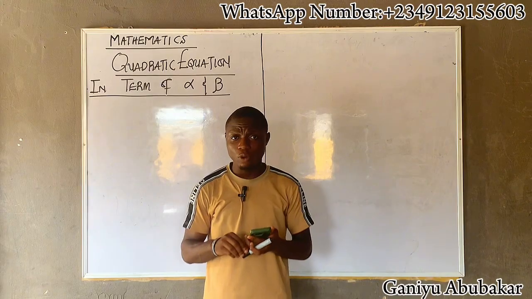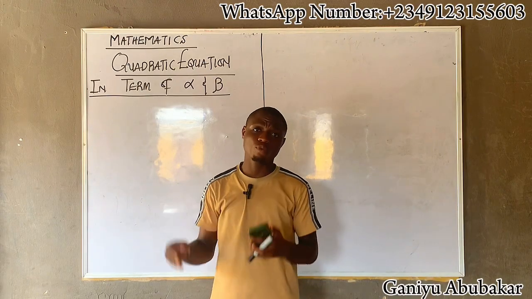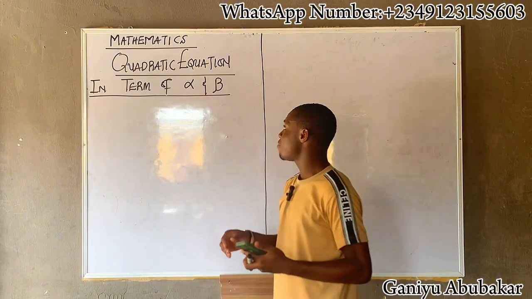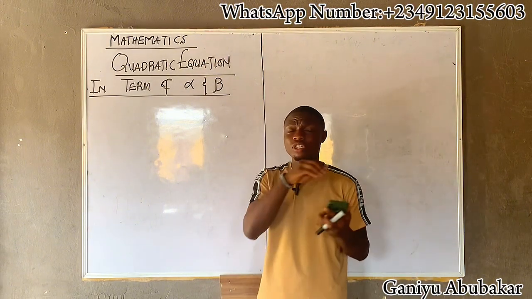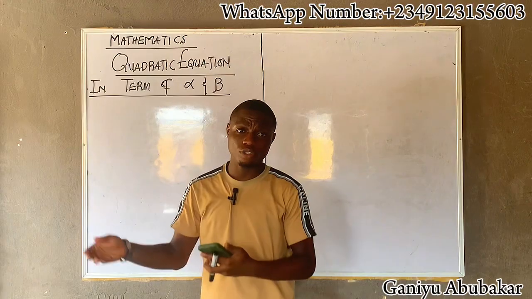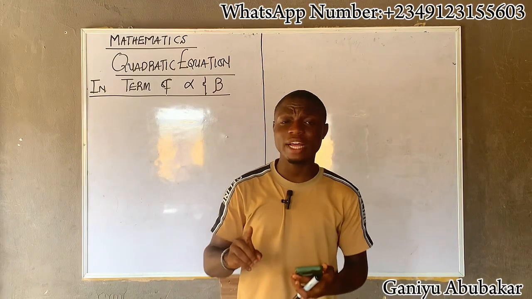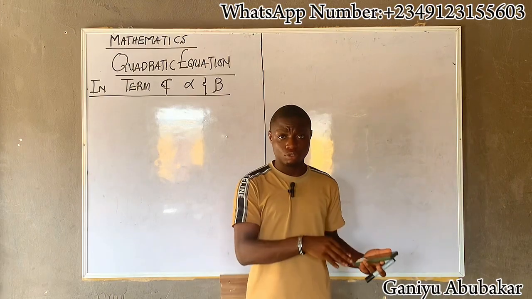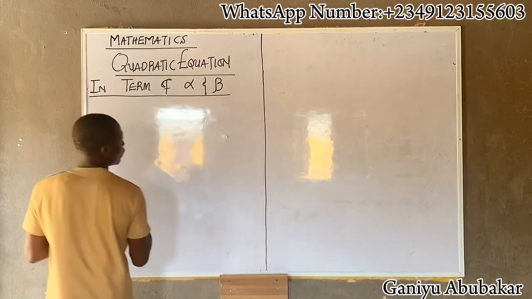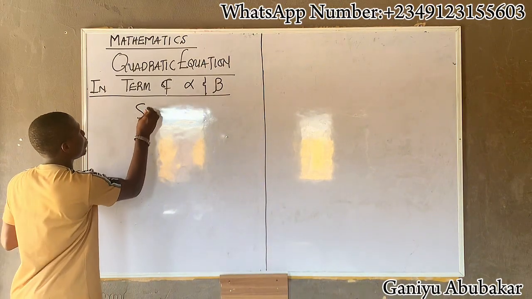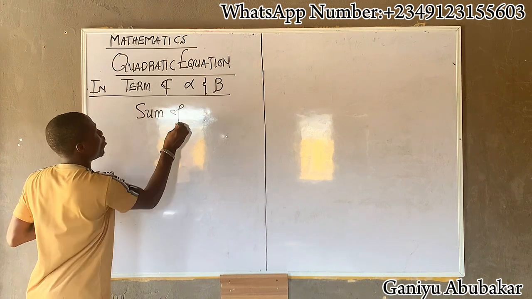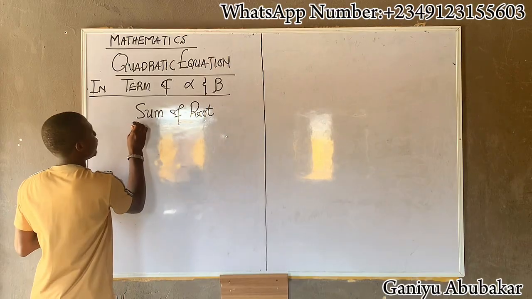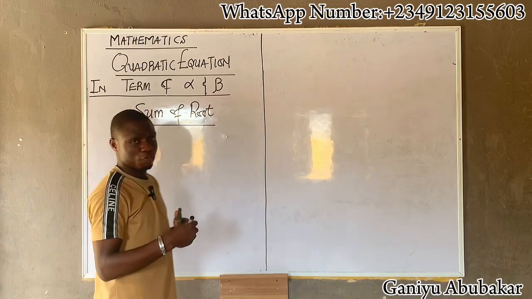Let's now focus on how these concepts work. My very first task is that when it comes to alpha and beta concepts, using the idea of quadratic equation, your first task there is to understand the concept of sum of root and product of root. So let's start with the first one, called the sum of root.